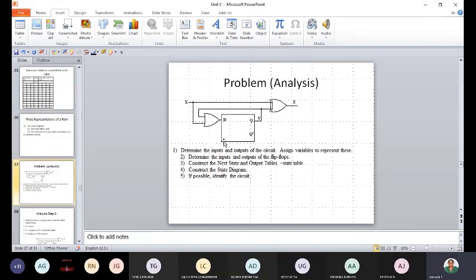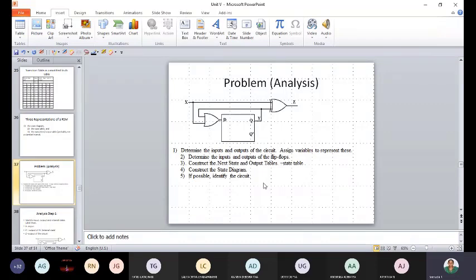Then you need to write the state table representing your next state and the output table, and then construct the state diagram. The state diagram shows, from the current state, the next state, and it goes on until where it completes. After doing that, if possible, identify the circuit. What is this circuit meant for? Either it is an adder, a subtractor, or a complementer. You need to identify the given circuit.